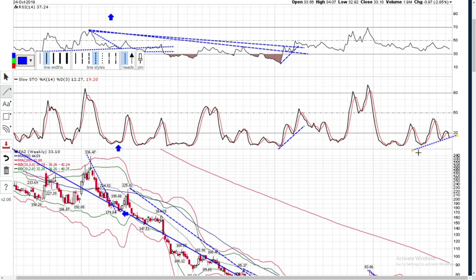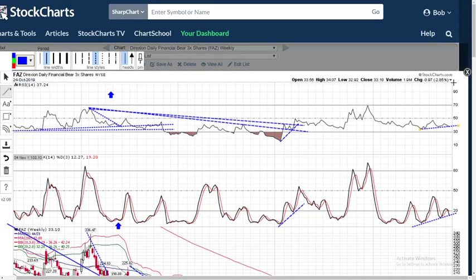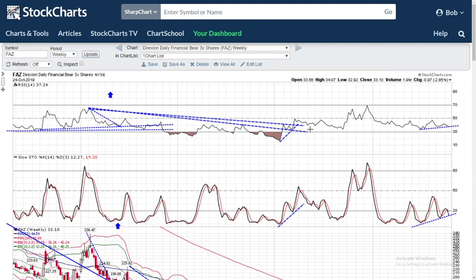We are trying to put in higher lows on our Stokes on a weekly basis. Now RSI was putting in a higher low. It's threatening to take out that lower band of support on a weekly basis. So FAZ is threatening to break down here with the banks threatening to break out. This is a bear ETF, so it trades inversely of the banks. Daily chart.